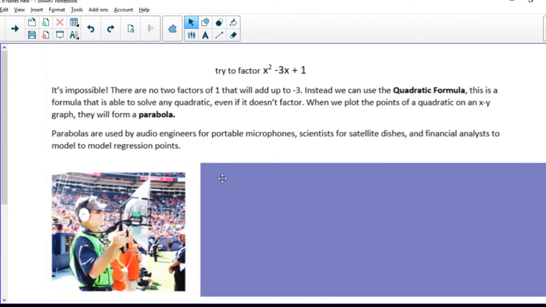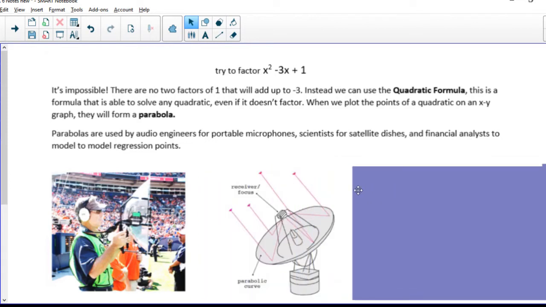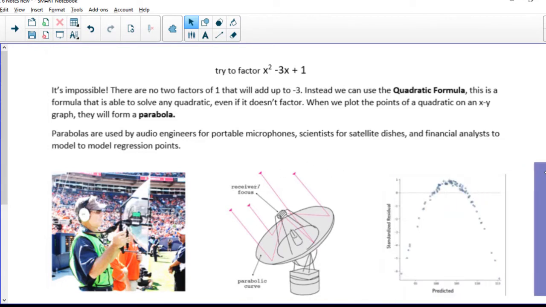My first example, so here's an audio engineer using a portable mic, and you'll notice that this is a parabola shape to capture audio in a certain direction. Or scientists could use parabolas to build a satellite dish. It's a very good shape to capture things, to capture signal on that focus. Or my other example, here's a financial analyst using a parabola to model regression points. Sometimes they don't always make a straight line, and we need that parabolic curve to model those. So all very useful out there in the real world.